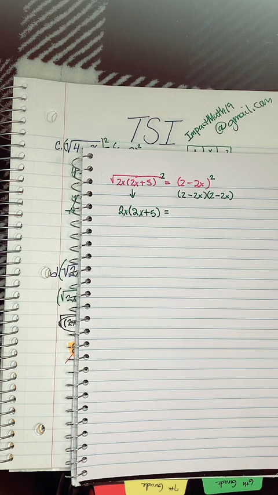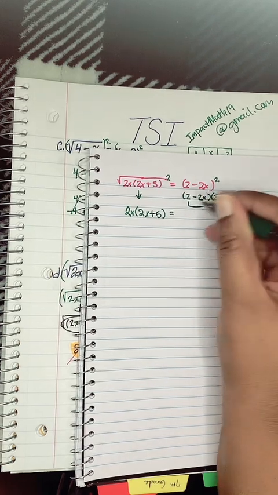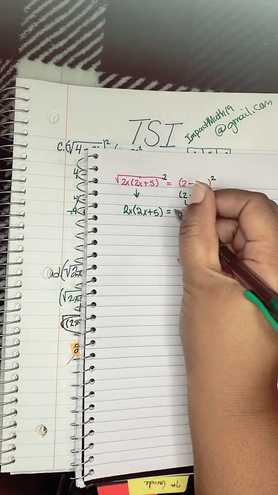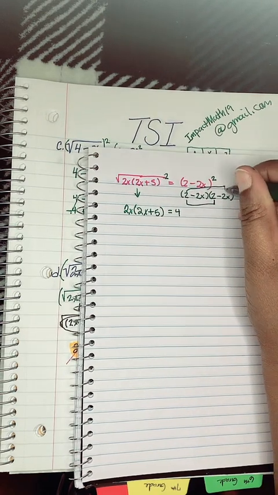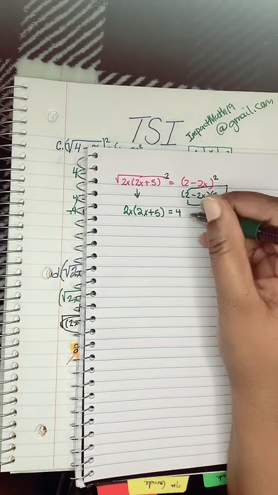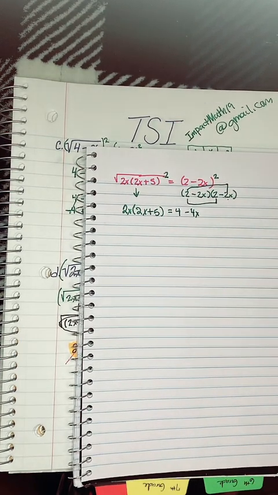Okay, so now we're going to do 2 times 2, okay, is 4. We're going to go 2 times a negative 2, which gives you a negative 4x. And then we're going to do inner.